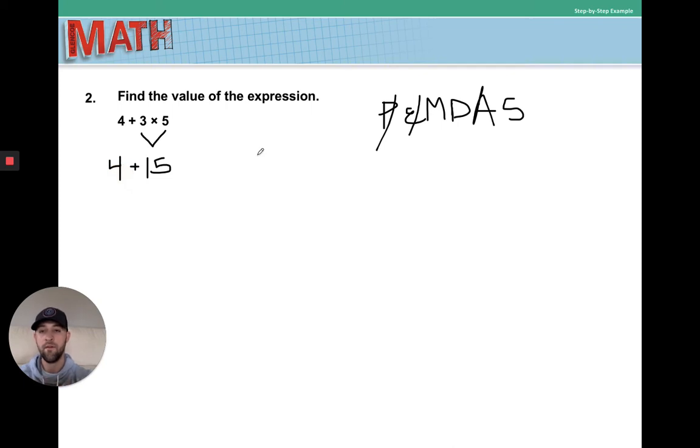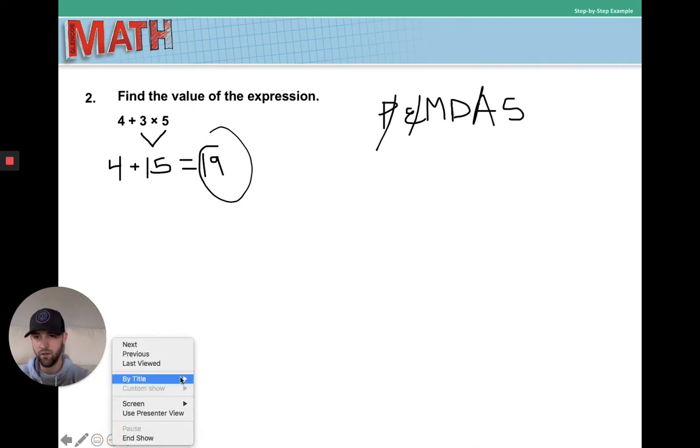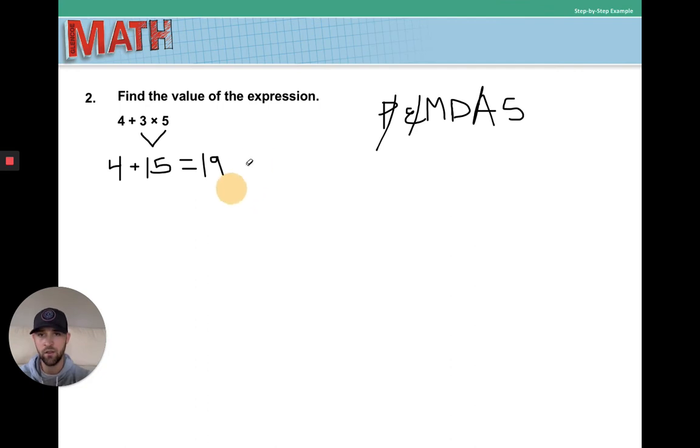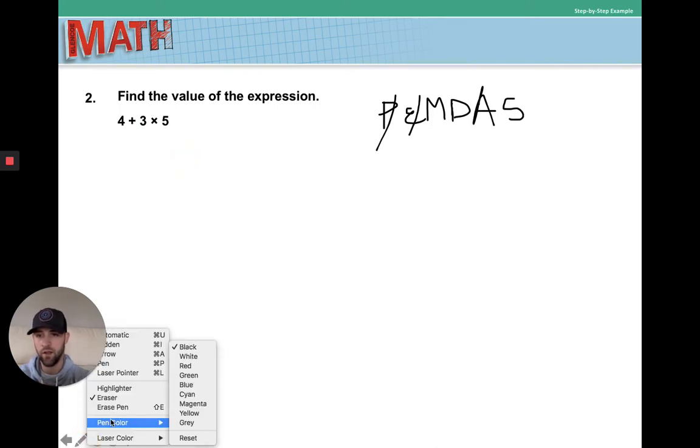Okay. 4 plus 15, just a very simple addition problem. You should get 19. Now I just realized that this is a step-by-step example and I probably shouldn't have written that in there. So I'm going to try and erase it here. Let's see if we can get this off just so you can see what we're going to do here. There it is. Okay. Let's give that a shot now.